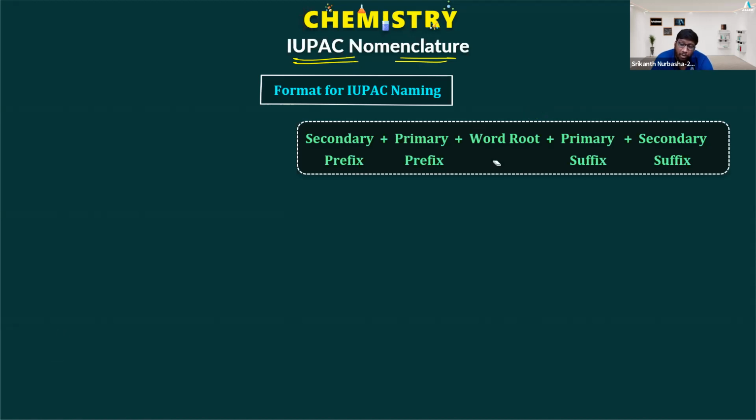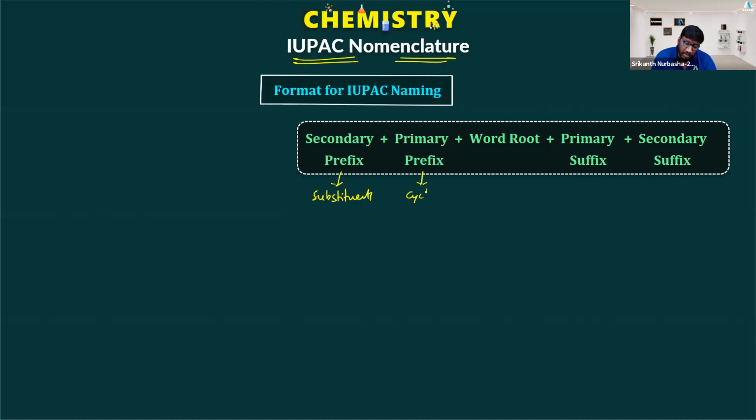Root word gives idea about what? Root word gives idea about the number of carbons in the parent carbon chain. Primary suffix gives idea about the type of carbon-carbon linkages. Secondary suffix gives idea regarding the type of functional group. Primary prefix gives idea regarding whether cyclo groups are there or not. Secondary prefix gives idea regarding the substituents.